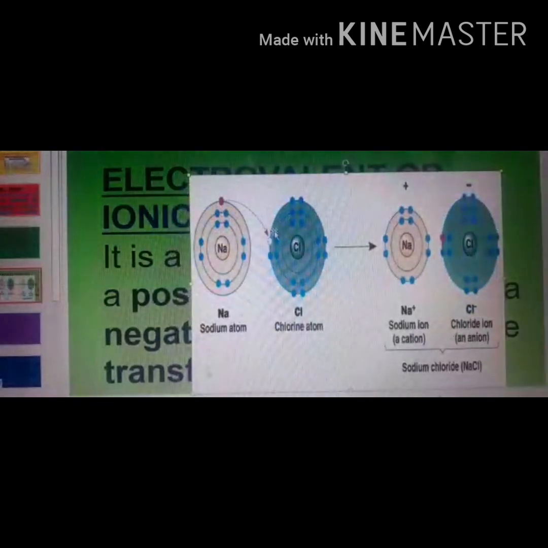By transferring this electron, Na becomes Na+, a positive ion, which we call a cation. And chlorine, by gaining 1 electron, becomes Cl-, an anion. So an ionic bond is the force of attraction between a cation and an anion by the transfer of electrons. And by this transfer, finally the compound sodium chloride is obtained.